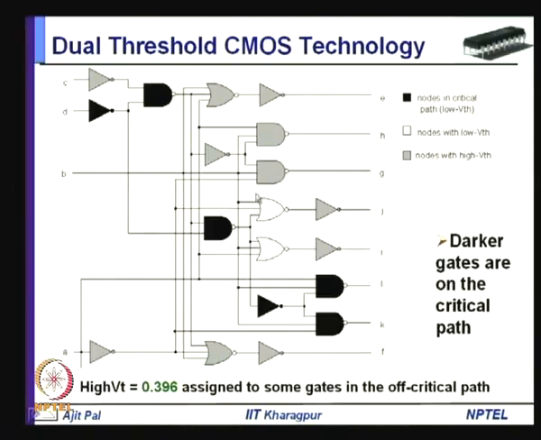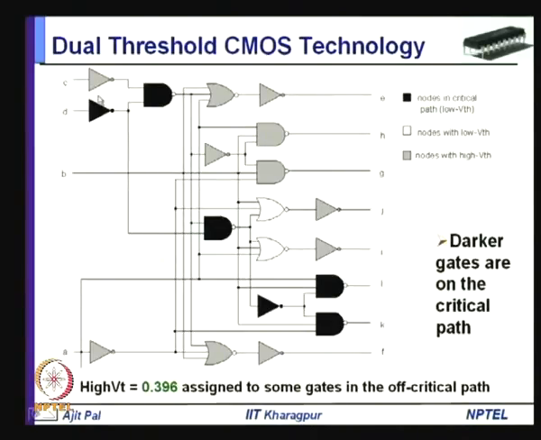Why you cannot use high VTH for them? The reason is, if you use high VTH for those gates, the critical path delay will be exceeded. That means, if you consider the path of this one, say it is coming from here, then it is going this way, then it is going here.